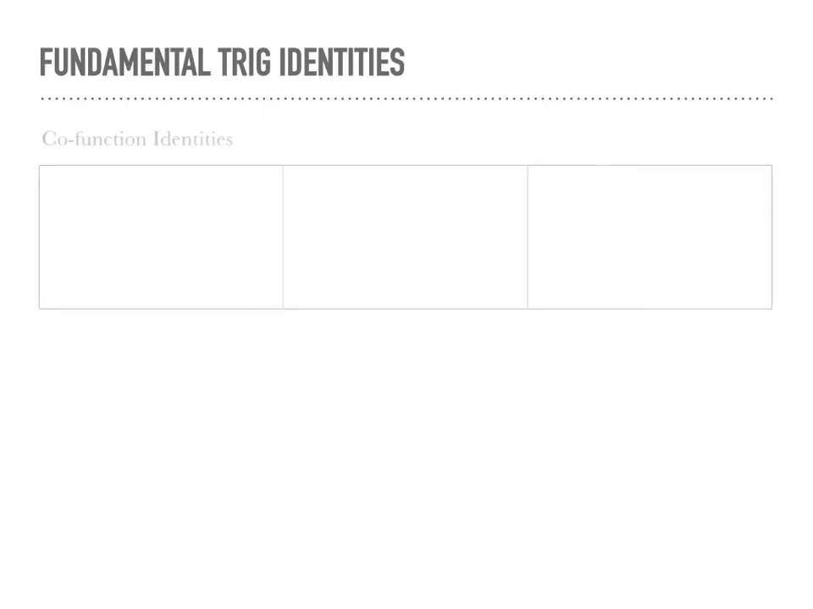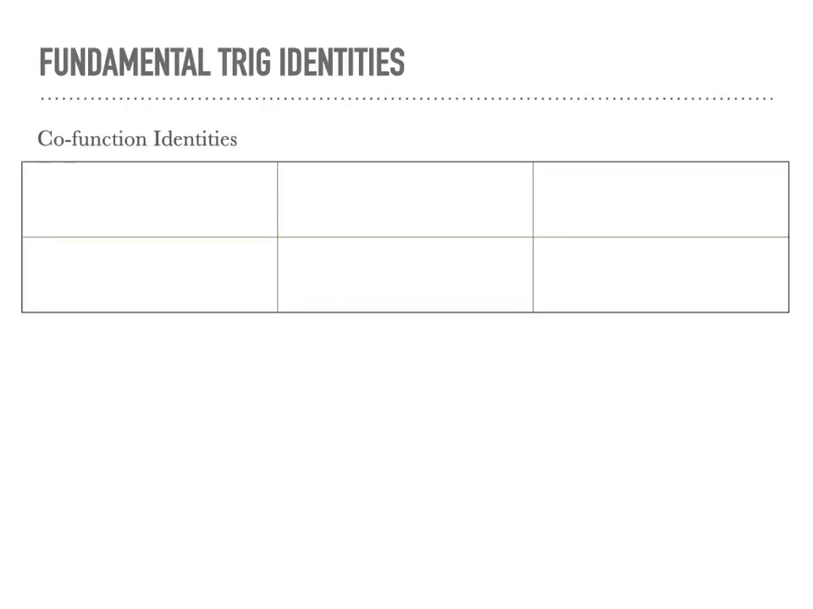So let's look at cofunction identities. First up, we have sine of theta equals cosine of pi over 2 minus theta. We have cosine of theta equals sine of pi over 2 minus theta. Basically, they're kind of like horizontal shifts of each other if you've seen them graphed, which is why these cofunction identities work out. And we have tangent of theta equals cotangent of pi over 2 minus theta.